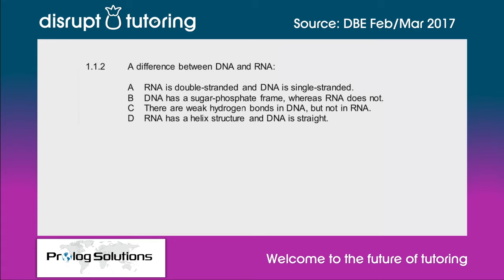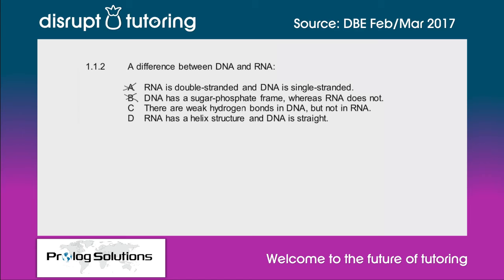So let's go through the options. A, RNA is double-stranded and DNA is single-stranded. That is incorrect. DNA is double-stranded and RNA is single-stranded. So A is wrong. B, DNA has a sugar phosphate frame, whereas RNA does not. That is incorrect. They both have a sugar phosphate frame. So wrong.